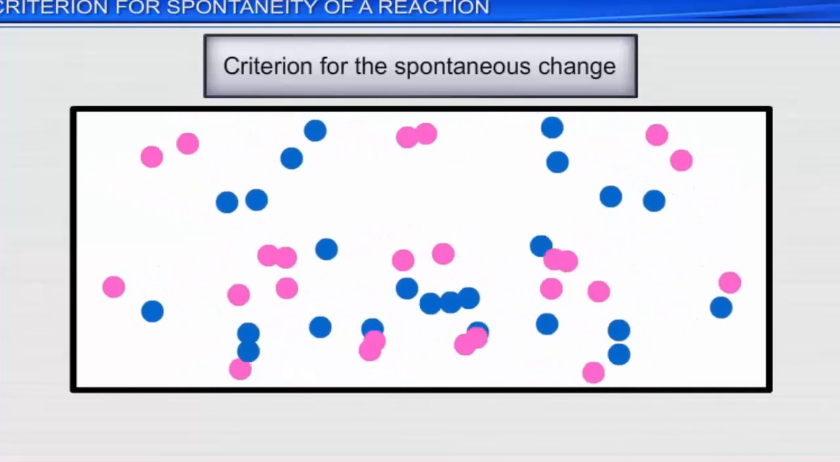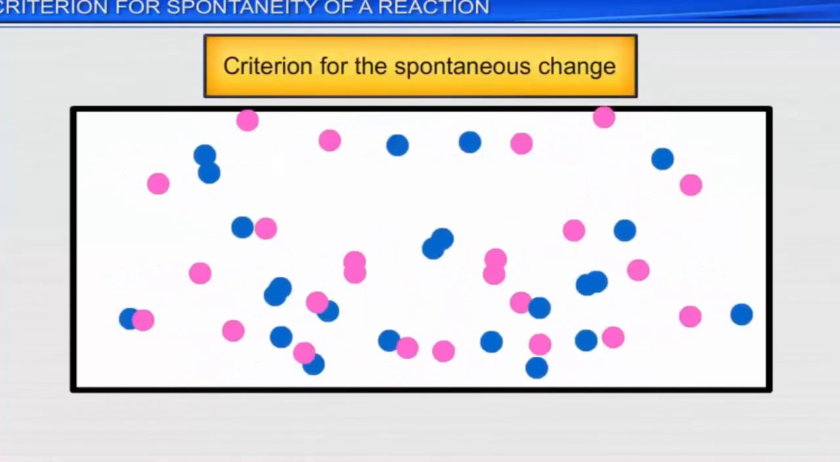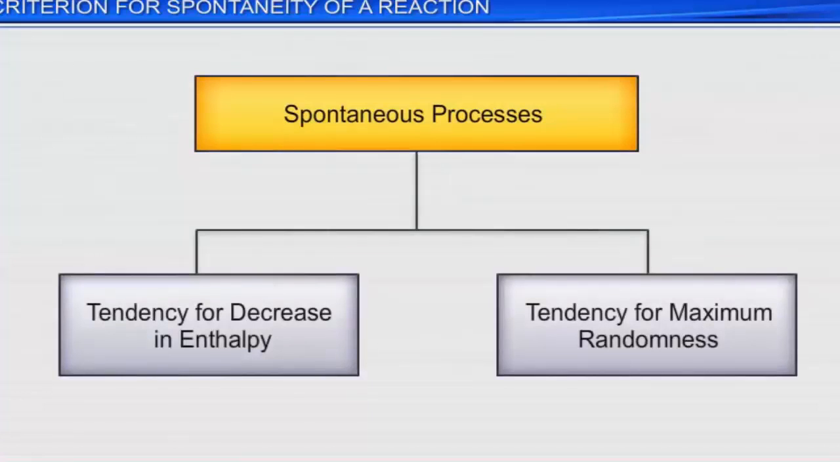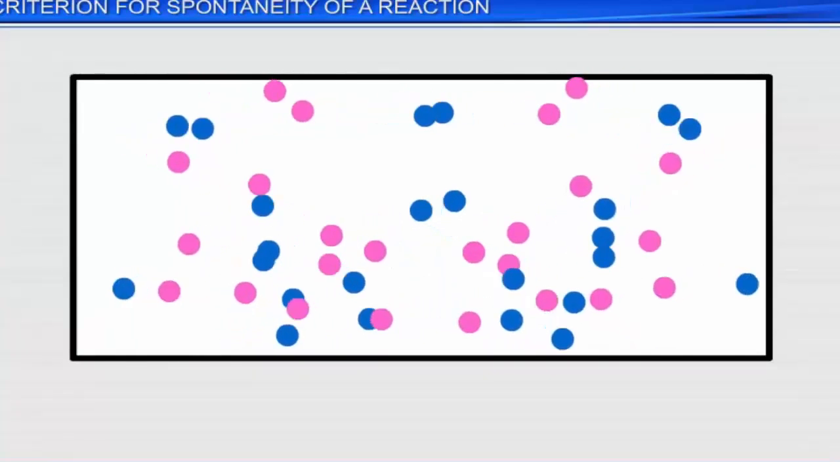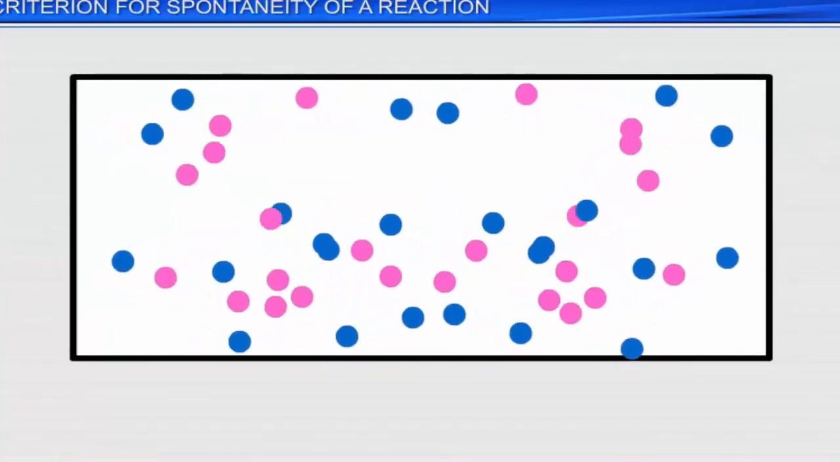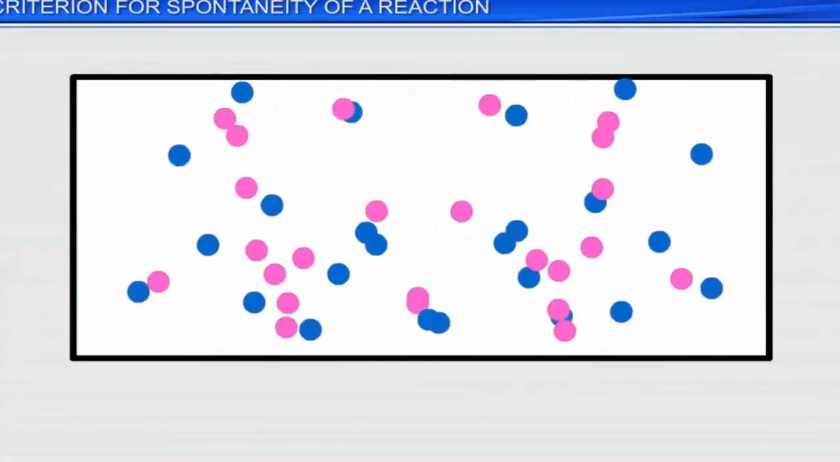Thus, we can conclude that the tendency of a process to be spontaneous depends on two factors: tendency for decrease in enthalpy and tendency for maximum randomness. We know how to measure enthalpy change of a system. But how do we measure randomness of a system? Randomness or disorder of a system is expressed by a thermodynamic state function known as entropy and is represented by the letter S.